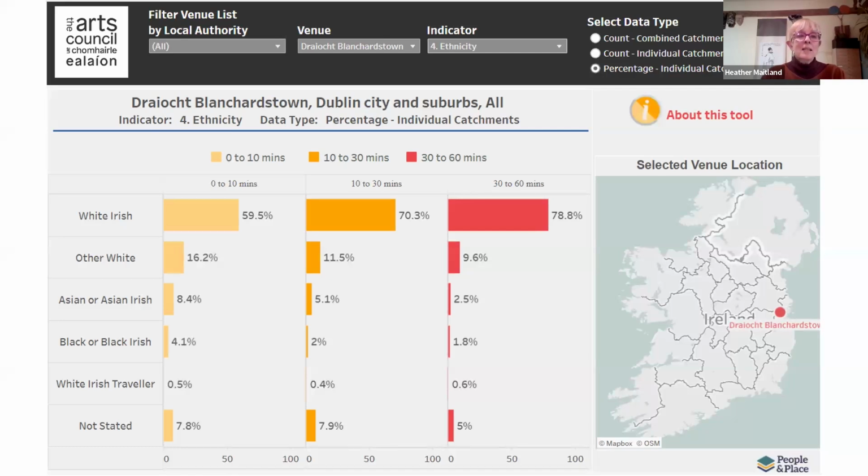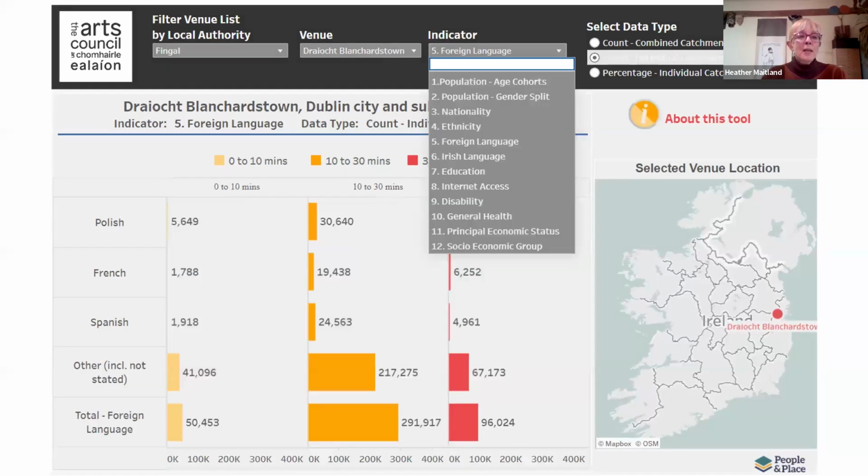The next step, I guess, is to look at who's missing. And we do that by comparing the results for broad ethnic groups, broad as in the census, for example, Asian or Asian Irish. So we've got here 8.4% against a state average of 3.3%. So we would compare our survey result with those 2 figures. There are 12 themes that could help you identify who's missing: disability, health, economic status or economic group, foreign language speakers, and so on.